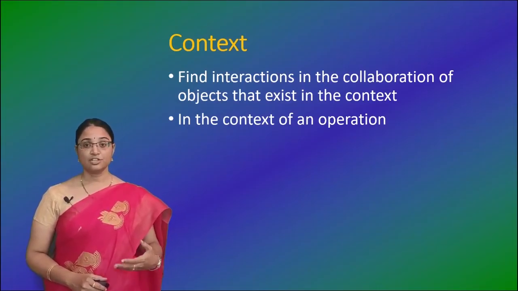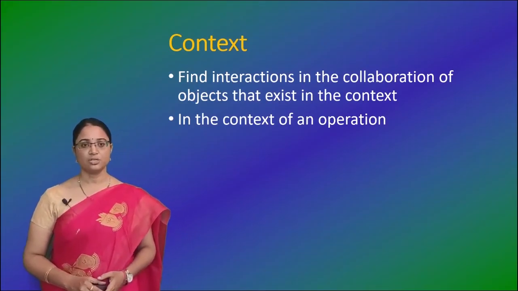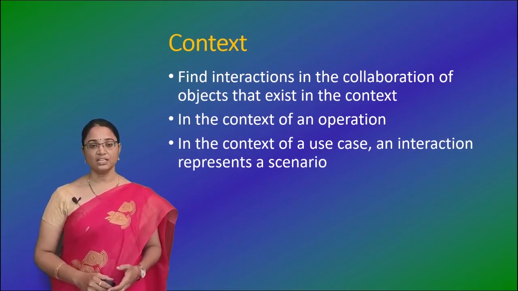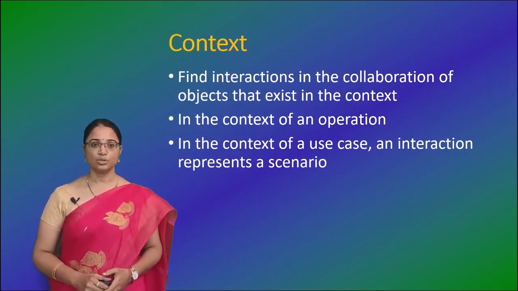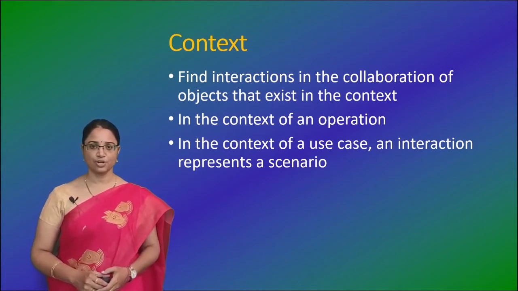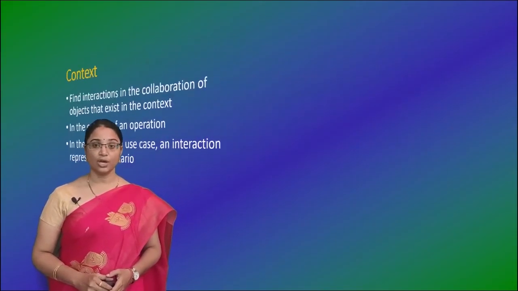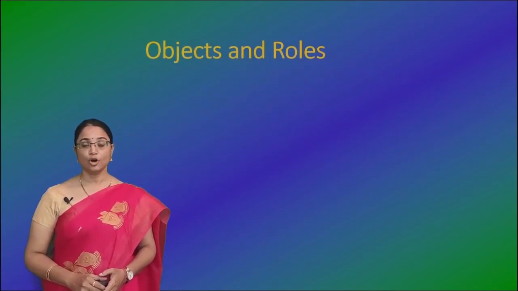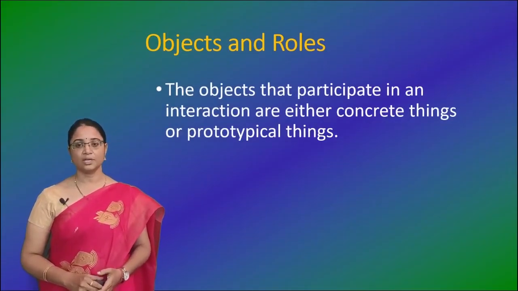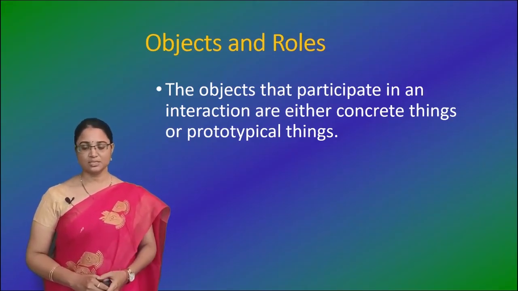And next, coming to one more point, in which context we are using these interactions. In the context of a use case, an interaction represents a scenario that in turn represents one thread through the action of the use case. If you want to tell about the scenarios, then you can go for the interaction diagram. Next, coming to the objects and the roles. Already we have discussed the objects and the roles. An object is nothing but an instance of a class, and a role is nothing but the mask used by the object. So here also we discuss the same thing.